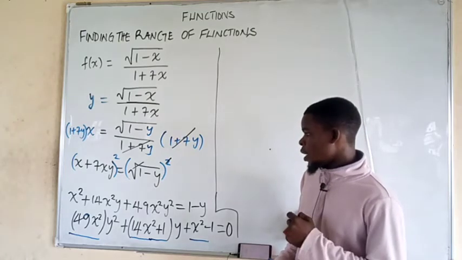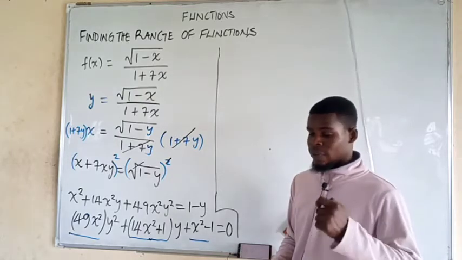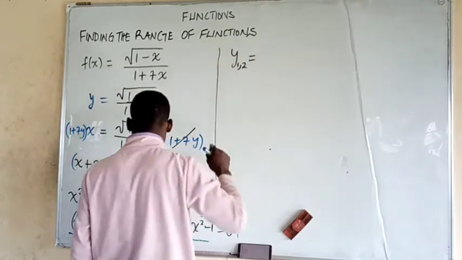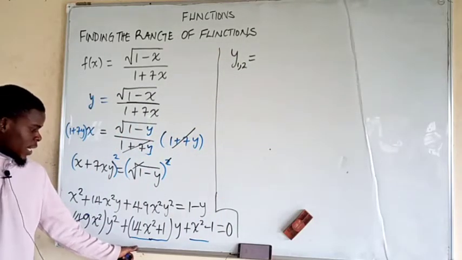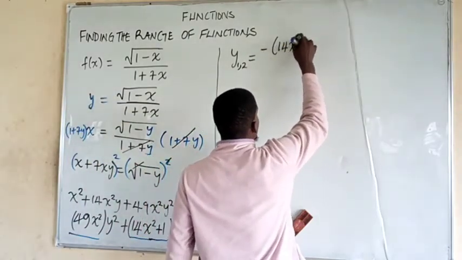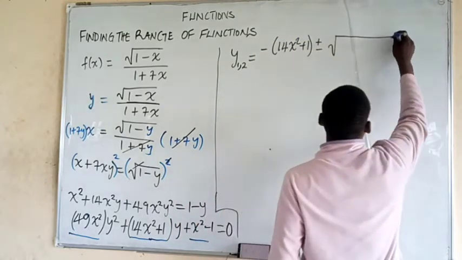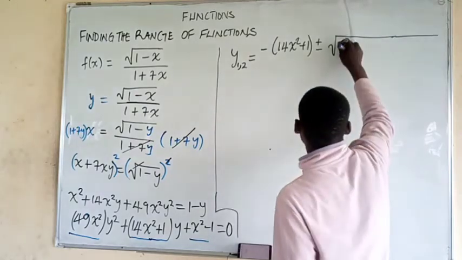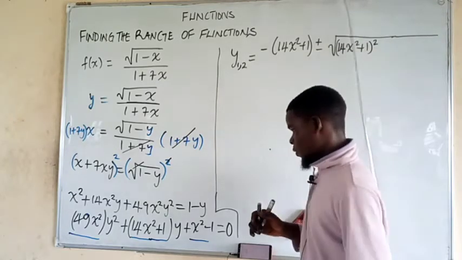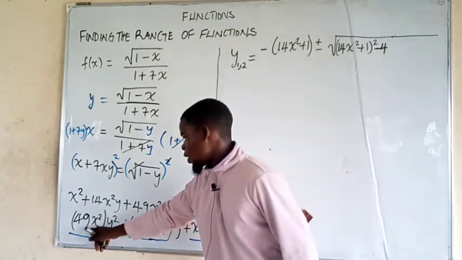Good. Given that quadratic equation, we are going to use the quadratic formula to get the value or values of y. From the quadratic formula we have negative b, that is negative of 14x squared plus 1, plus or minus the square root of b squared, that is 14x squared plus 1 squared, minus 4ac. So minus 4 times a, which is 49x squared.